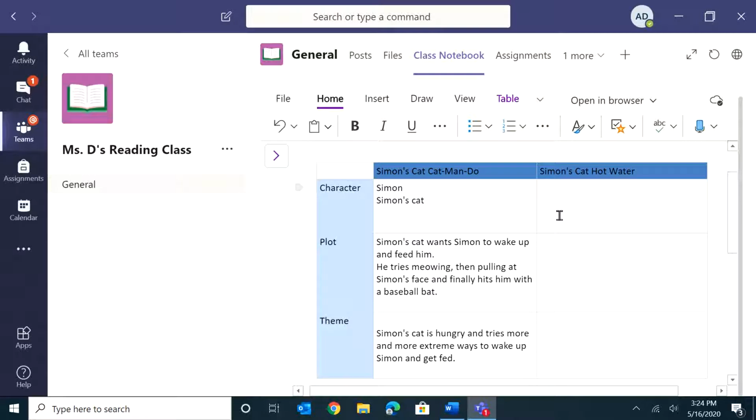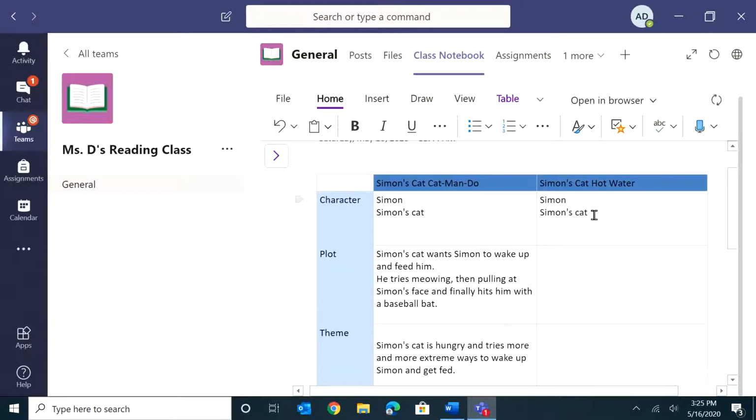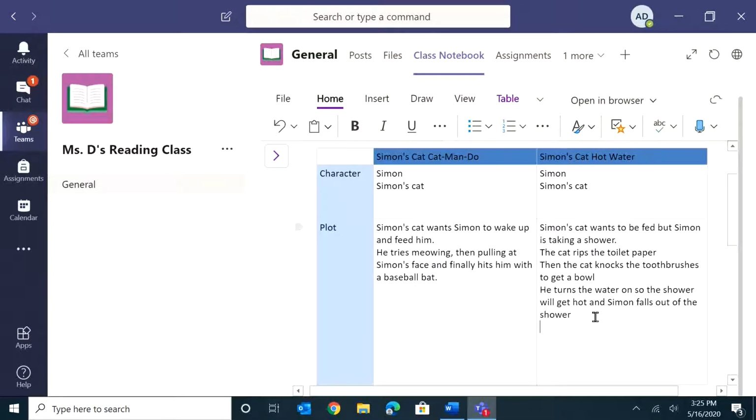So now let's look at Hot Water. Who are the characters in Hot Water? Again, if you said Simon and Simon's cat, you're exactly right. That's who was in that video. Now let's think about the plot. Remember, it's what happened. I said that Simon's cat wants to be fed, but Simon's taking a shower. The cat rips the toilet paper. Then the cat knocks the toothbrush and pushes the bowl. He turns the water on so the shower will get hot. And then Simon finally falls out of the shower.